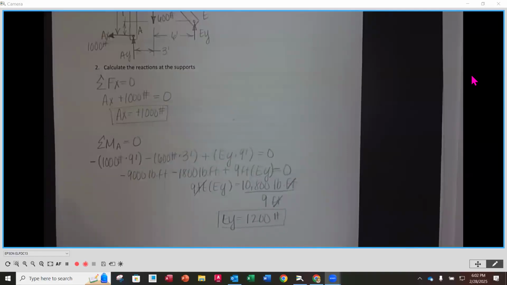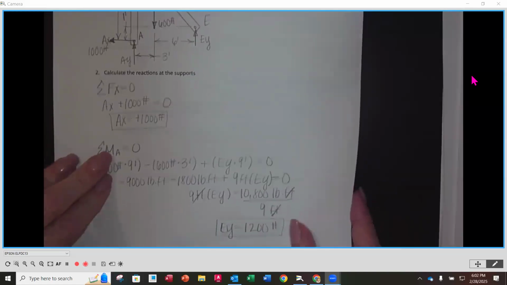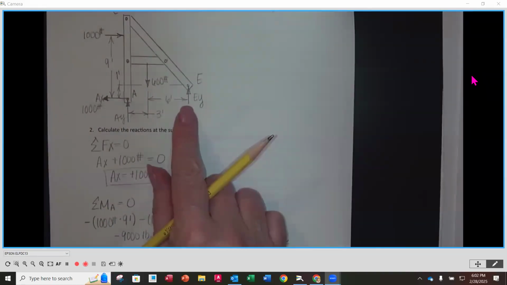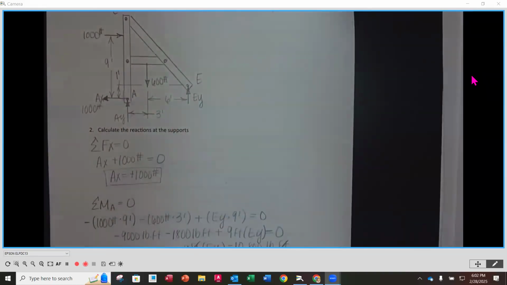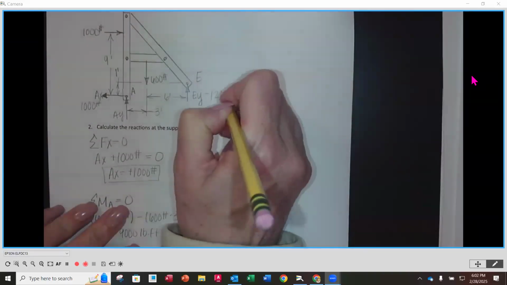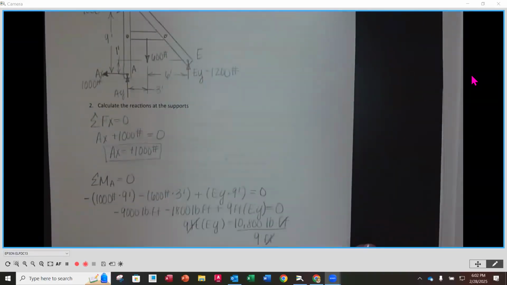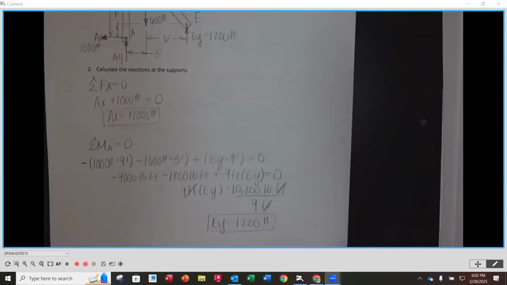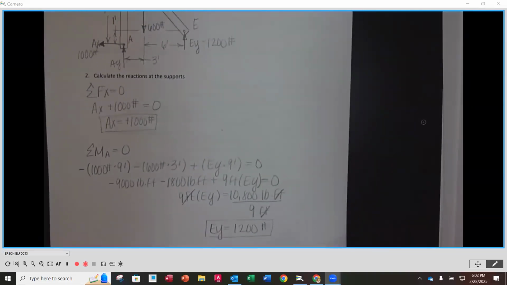So you should get EY equal to 1,200 pounds. And we ended up with a positive value, or at least I did, which confirms that the direction of EY is correctly directed. Okay, so I don't have to do any changes here. So this is equal to 1,200 pounds. Okay. Any questions on that? Did everybody get their force times distance to work out so that you got 1,200 pounds?